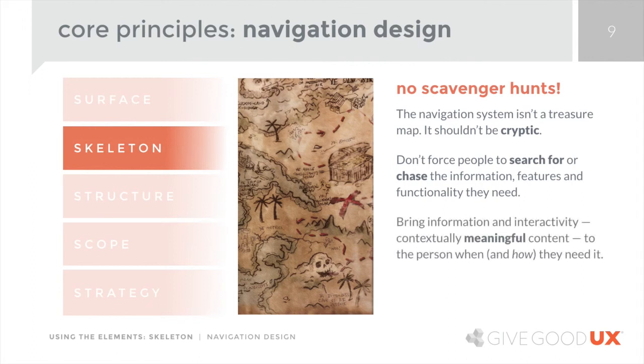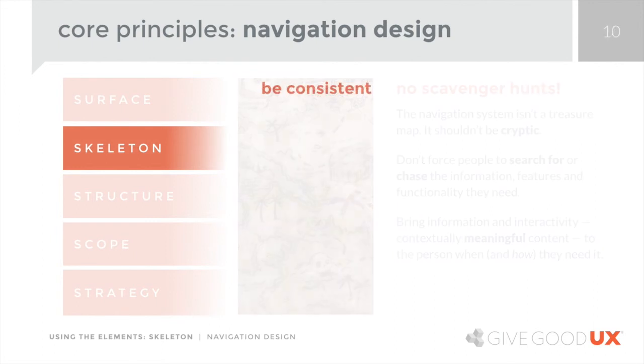Good information design brings information and interactivity to the person when they need it, how they need it. That also means that the content that they see is contextually meaningful, right? It's in context with what they're trying to do. It's in context with the things they're trying to learn. It's in context with what they've seen previously. It's in context with the end goal that they're trying to achieve.